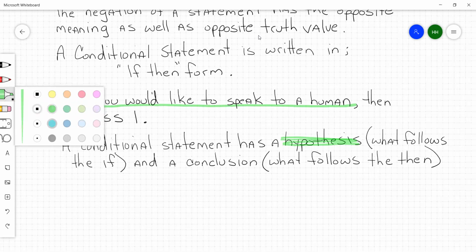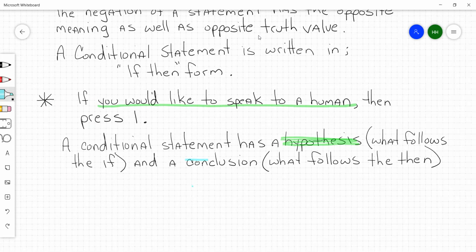The conclusion to a conditional statement is what follows the then. The conclusion to this conditional would be press 1. The conclusion doesn't include the word then. The hypothesis doesn't include the word if. It's the actions that are happening after the word if. The conclusion is the action or event or number that's taking place after the word then.